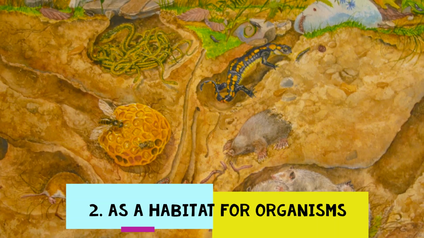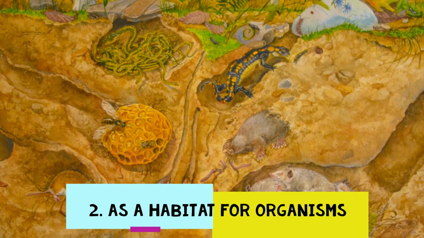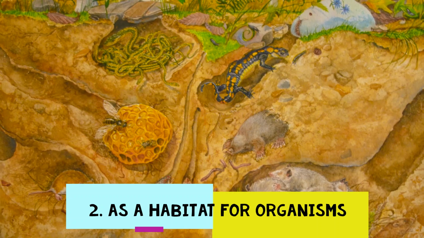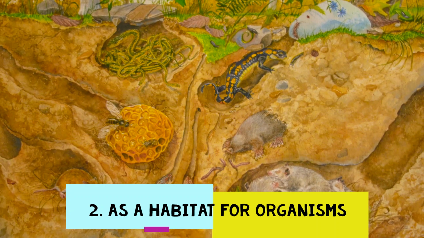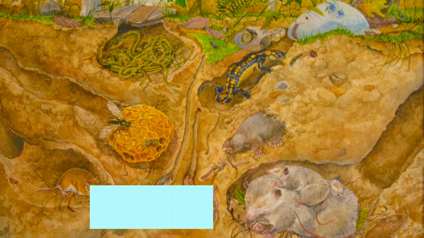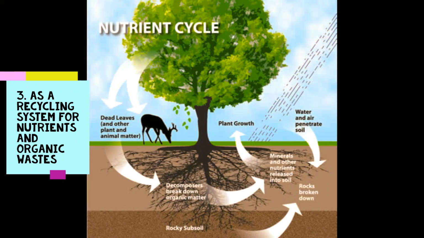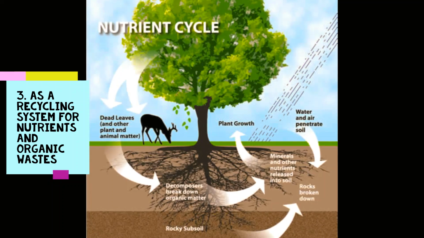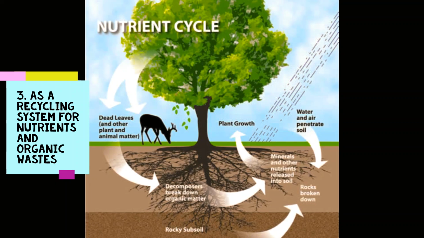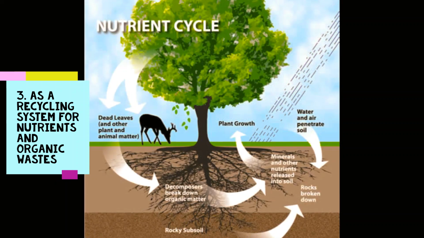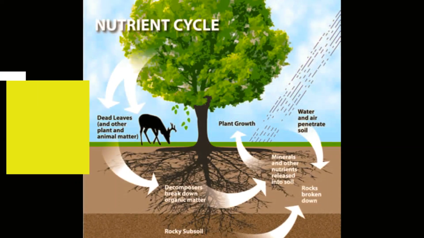The pedosphere also plays a role as a habitat for organisms. There are a lot of living things that live underground such as insects, worms, mold, snakes, and many more. The pedosphere also acts as a recycling system for nutrient and organic waste. When a plant or animal dies, this matter will be decomposed and then the nutrient will be released into the soil. This nutrient will be used by other plants to support their growth.